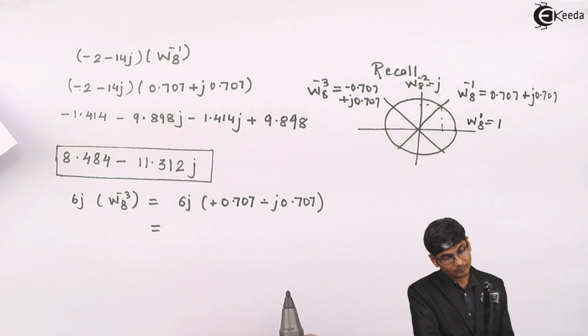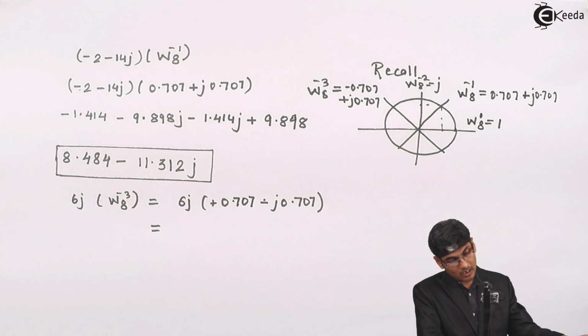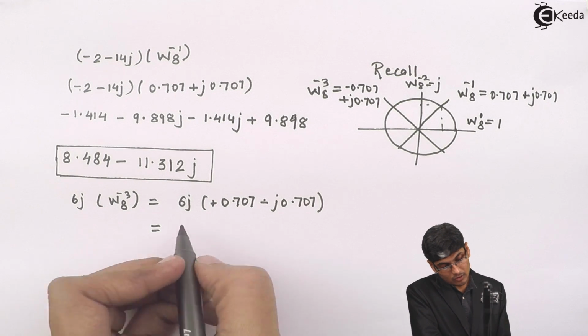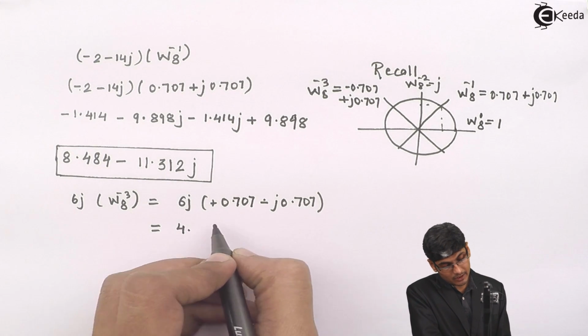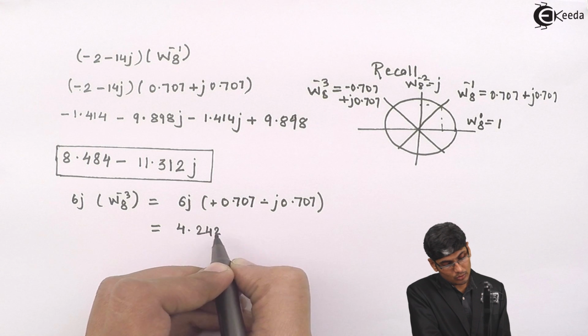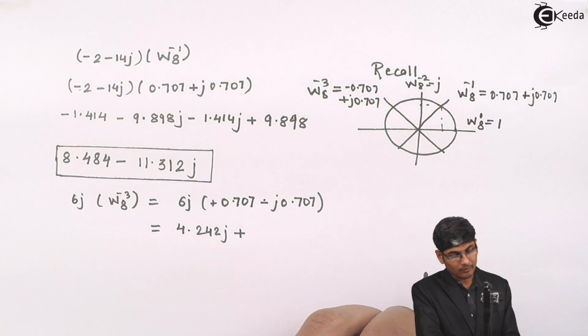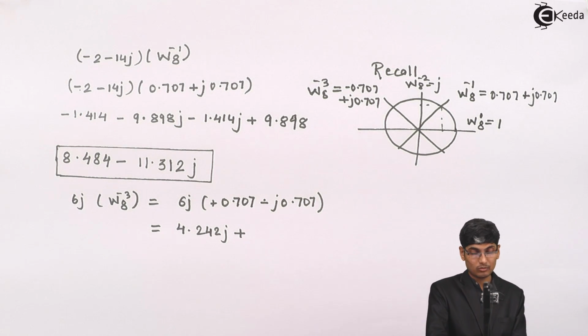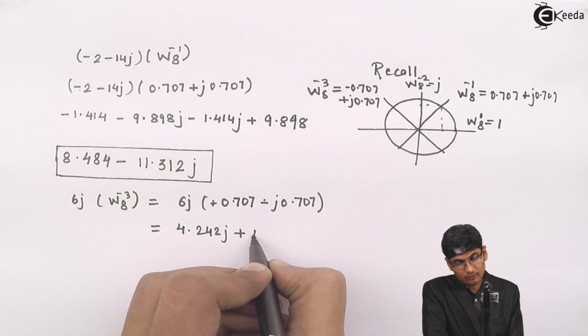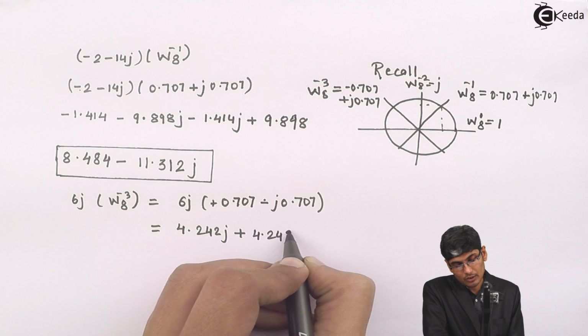Now, if you multiply 6J by 0.707, you are going to get 4.242 with this J, and minus becomes plus, because J square will be minus 1. So I am going to get again 4.242 back.